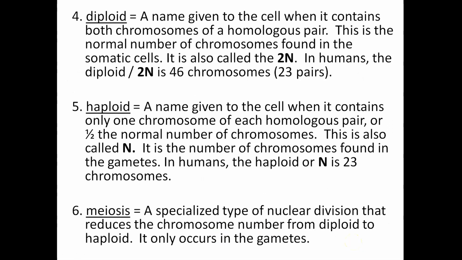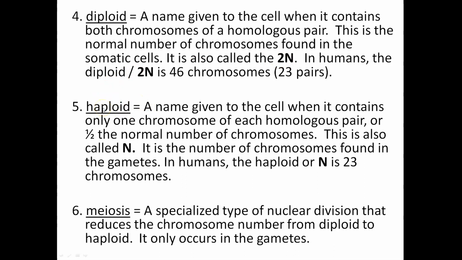Diploid, haploid, and meiosis, these are all repeat words as well. When we talk about a diploid cell, we're talking about a cell that has all 46 chromosomes inside of them. So these would be your somatic cells. We represent that with 2n, 2 times the number. So 23 pairs, 2 times 23 would be 46.